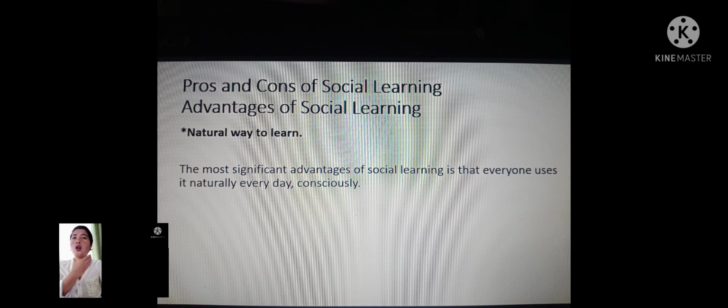So we also have the pros and cons of social learning. The first one is the advantages of social learning. We have a natural way to learn. The most significant advantage of social learning is that everyone uses it naturally every day, consciously or not. You don't have to plan it or set aside time for it because it happens automatically over time.